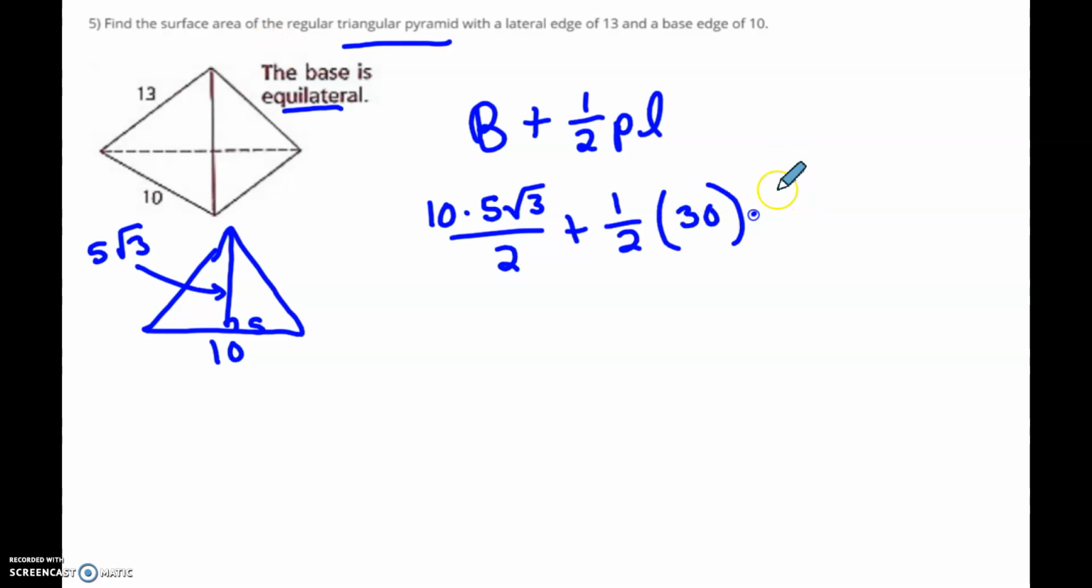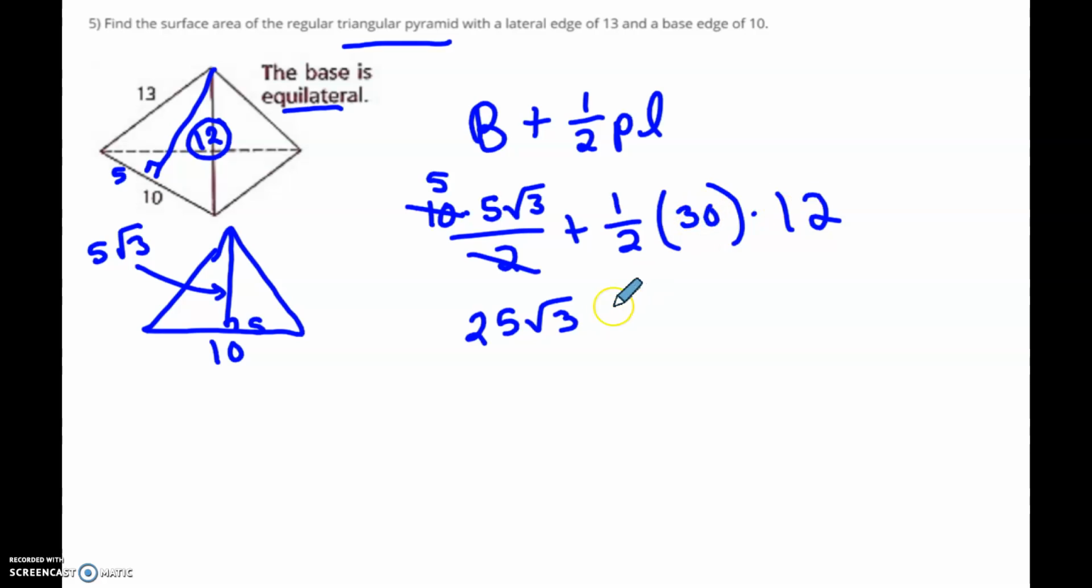And our slant height, not given to us, but we can find it very easily by dropping in an altitude. That makes this short leg 5 in our right triangle. I have a 5, a 13. We know the other leg as part of that triple is 12. So our slant height is 12. So to simplify this, I'm going to cancel my 2 with my 10. So I end up with 25√3. Half of 30 is 15. 15 times 12 puts me at 180. So I just need to multiply on my calculator 25 times √3, add the 180 to it, and we end up with 223.3 square units.